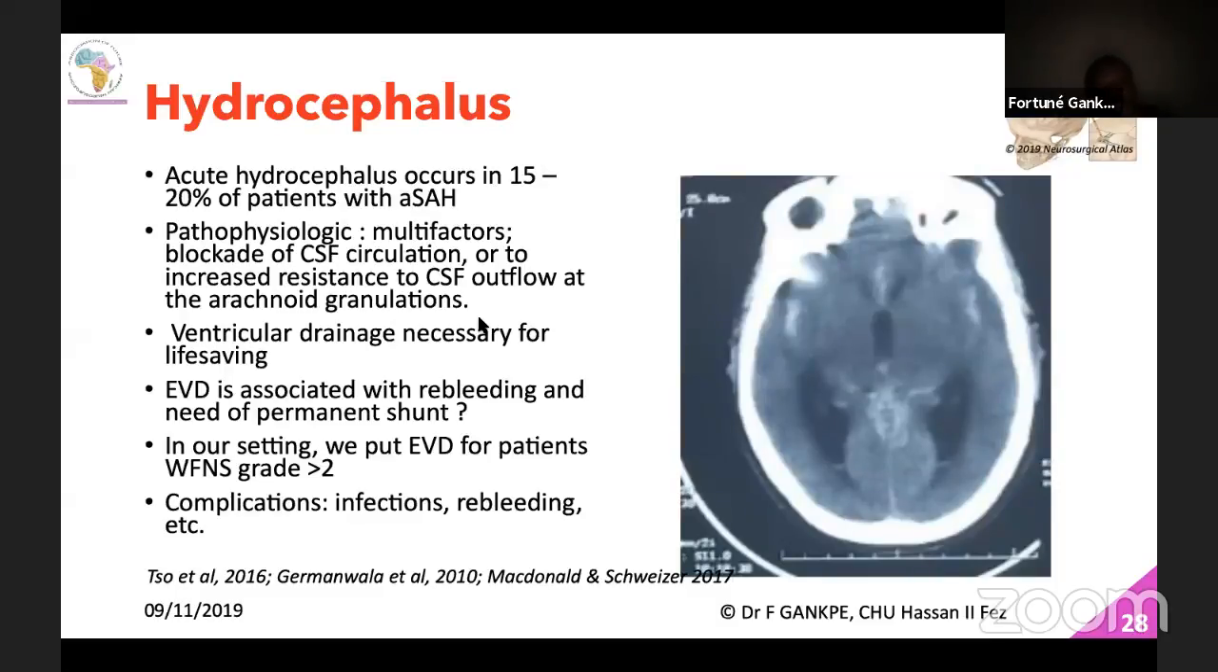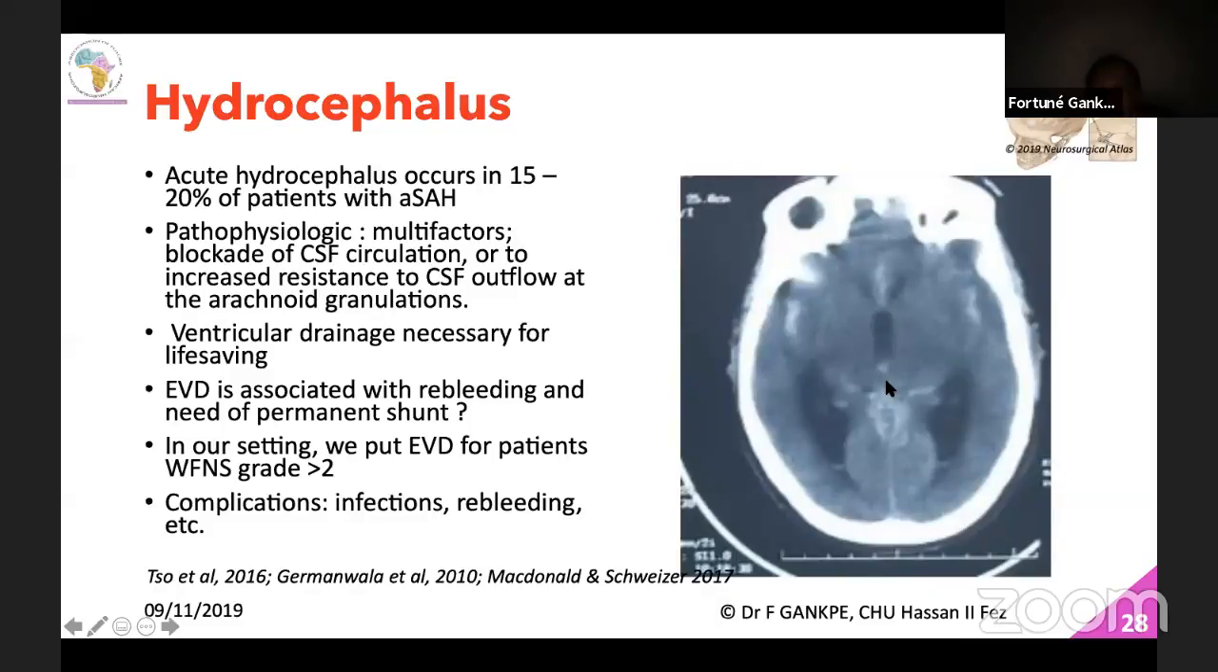Ventricular drainage is sometimes necessary for life-saving. EVD is associated, in some articles, with rebleeding and the need for permanent shunting. In our setting, we put an EVD for patients with WFNS grade more than 2. The complications of this procedure are infection and rebleeding.